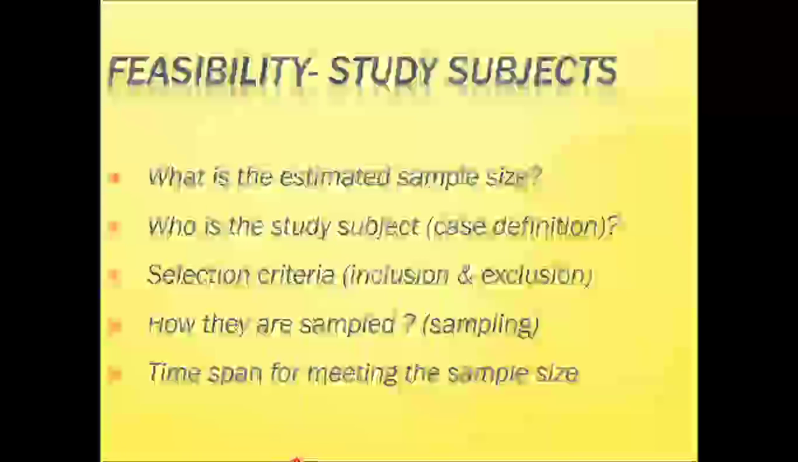Then the next thing is feasibility. How we should go ahead with the study subjects, the study population that we are talking about. Because, as I believe I'm mentioning out here, subject is a term which is no longer used in clinical research. So what does this feasibility take into account? It takes into account the sample size, which has to be estimated. Who are the patients you are going to include? What is the selection criteria? How are we going to sample these patients? And what is the time span for meeting the sample size? These are the areas that we need to address if you want to check the feasibility of this particular study.